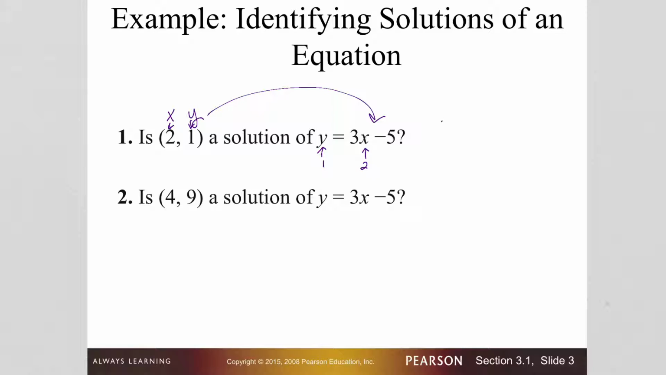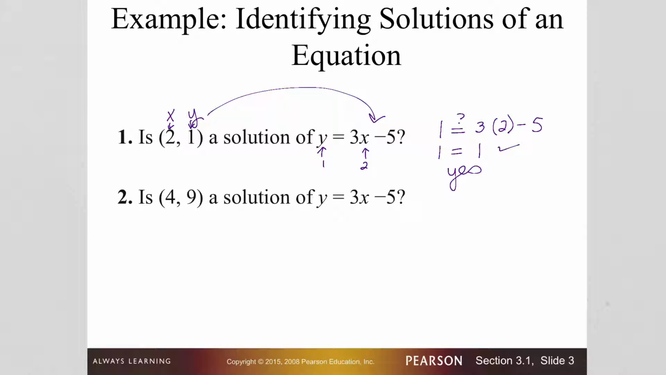So I've got 1. Is that equal to, I'm going to put a question mark above that, 3 times 2 minus 5? So I've got 1. Is that equal to, 3 times 2 is 6. 6 minus 5 is 1. So 1 does equal 1. So I would say yes. (2, 1) is a solution.